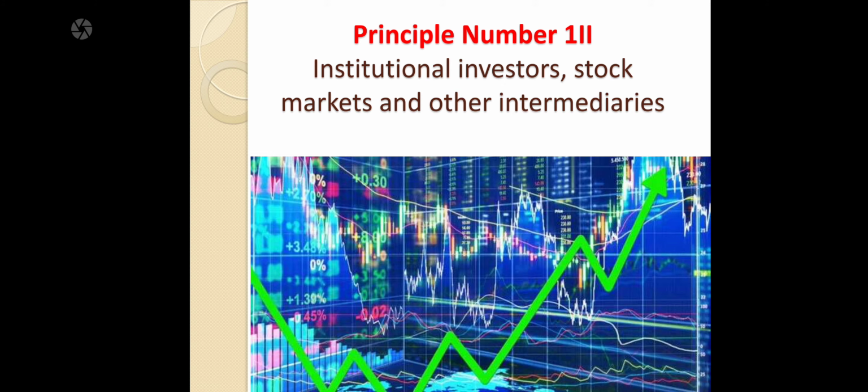So principle number 3 talks about how every institutional investor, the stock market and other intermediaries should be reliant on a fair and true basis of information. Insider trading should be prohibited, and you should deal as per the rules and regulations of stock market activities. That is principle number 3.